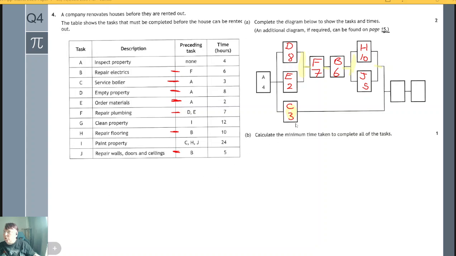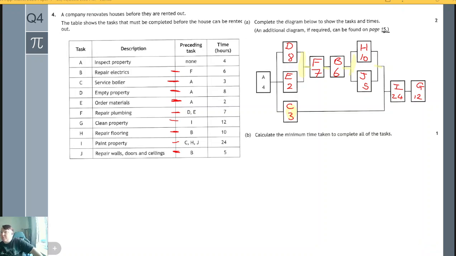Okay, now we want what needs C, H, and J, which is I. And I takes 24 hours. And then finally, what needs I? That would be there. And that is G. And that is 12 hours.